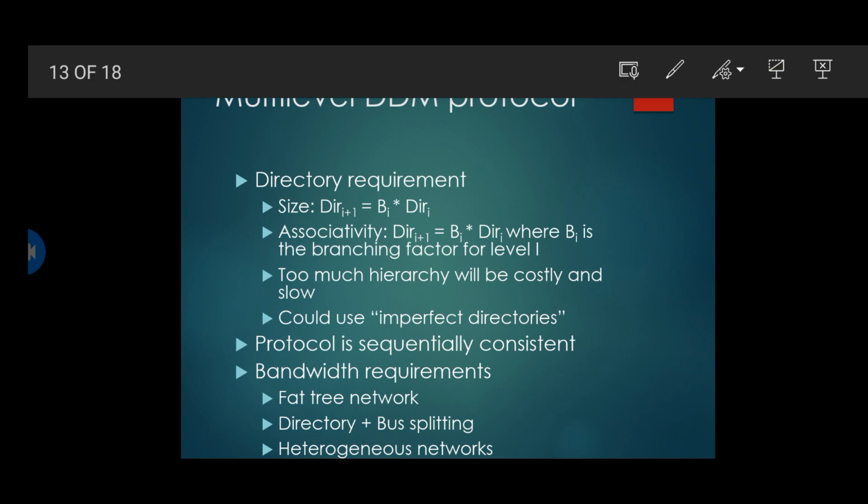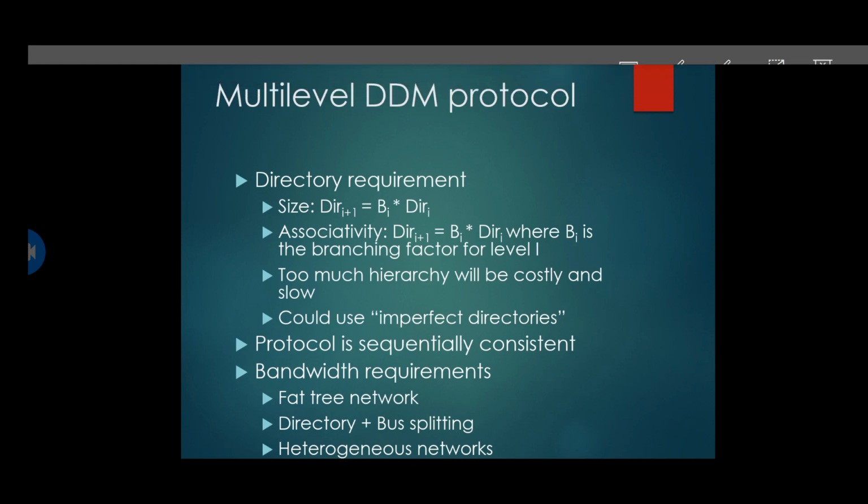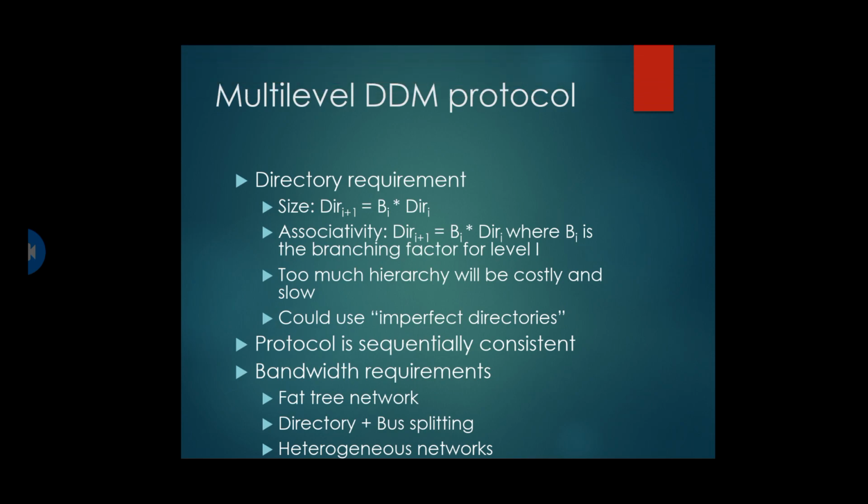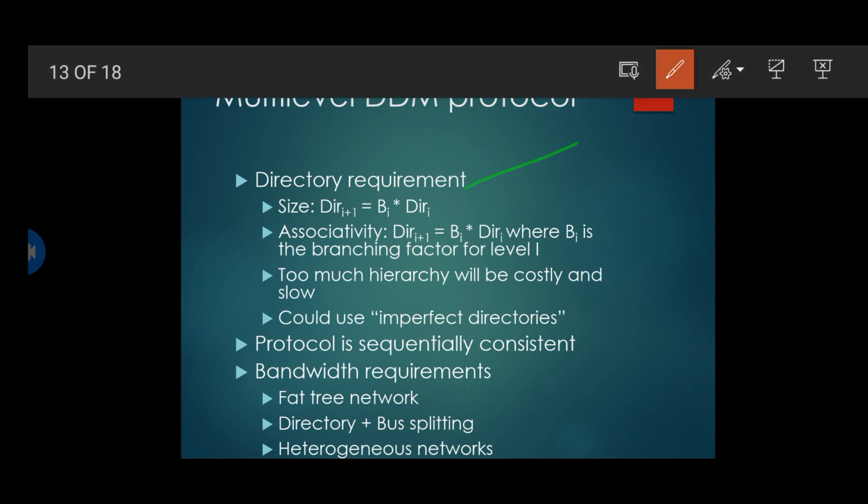You can see the main points related to the multi-level DDM protocol. First, the directory requirements: the size of directory i+1 is equal to b_i times the size of directory i. Next, the associativity of directory i+1 is equal to b_i times the associativity of directory i, where b_i is the branching factor for level i. Too much hierarchy will be costly and slow. We could use imperfect directories. The protocol is sequentially consistent. The bandwidth requirements are met by fat tree networks, directory bus splitting, and heterogeneous networks.